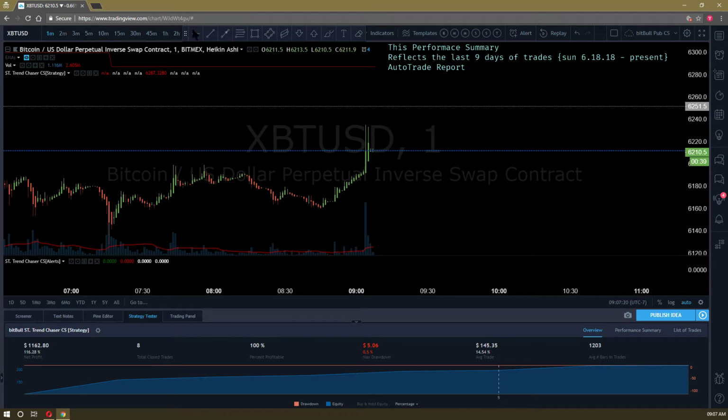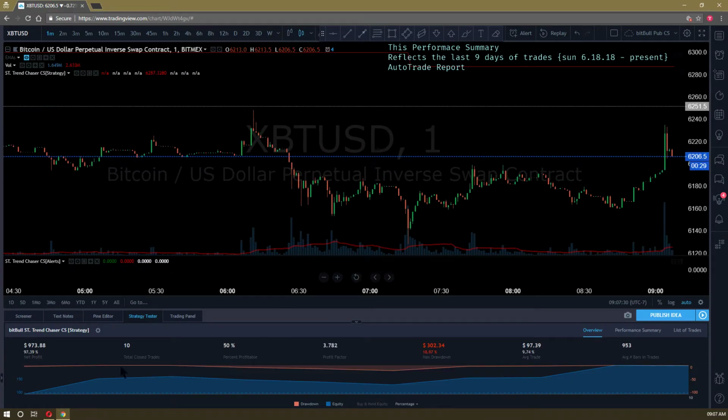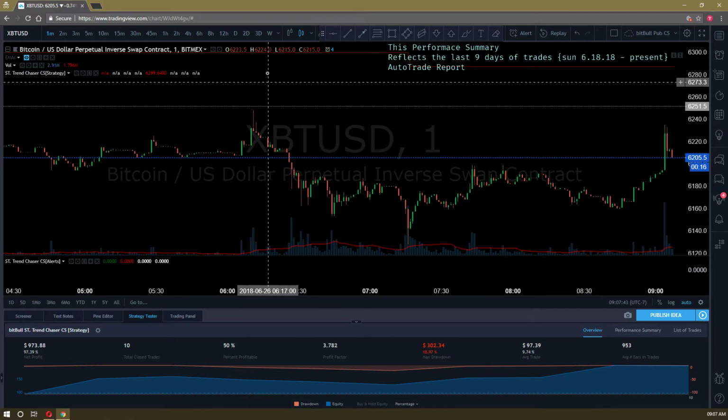This is Heikin Ashi. You also have to set your chart to Heikin Ashi if you're using this bitBull strategy right here. This is where you set Heikin Ashi. With normal candles, it performs like this. You're going to get about 10 trades, 50% profitable, but overall you made money in the last 9 days, about $100 a day. Sitting back, sleeping, waking up, eating, not even paying attention to the market, pretty good.